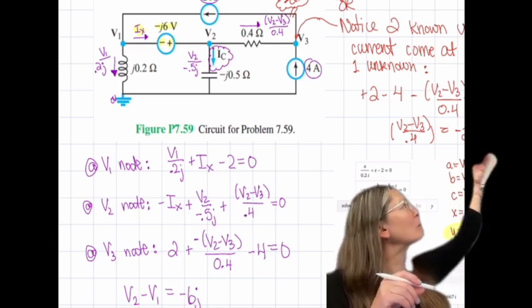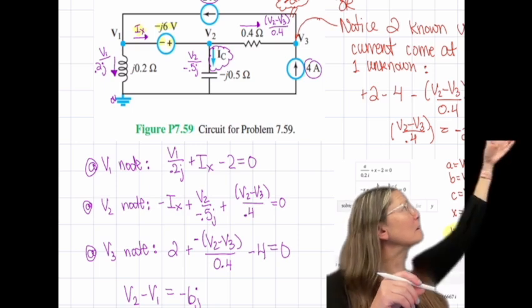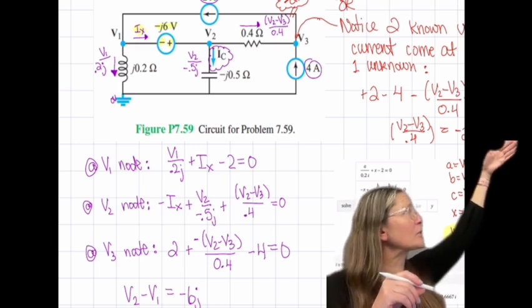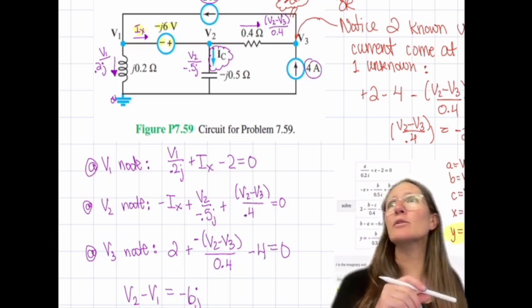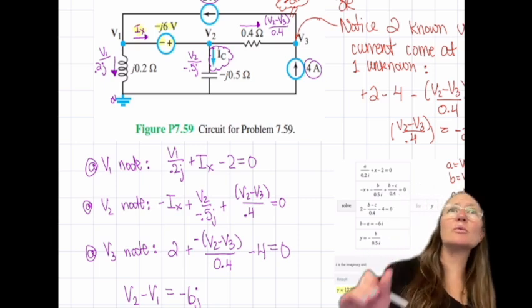Or I could say, well, going up to V1's plus, then plus through the voltage source is equal to V2. I can also say it that way. They're all the same equation, just different ways of looking at it.